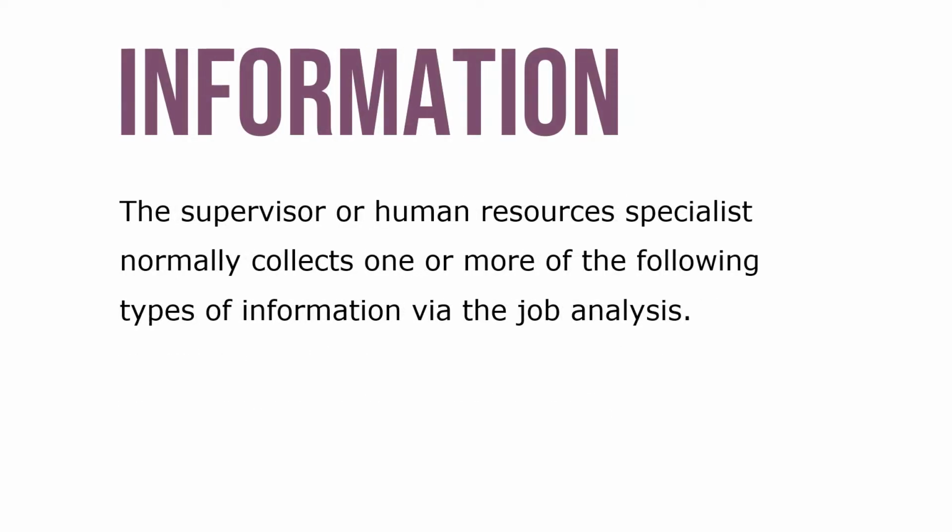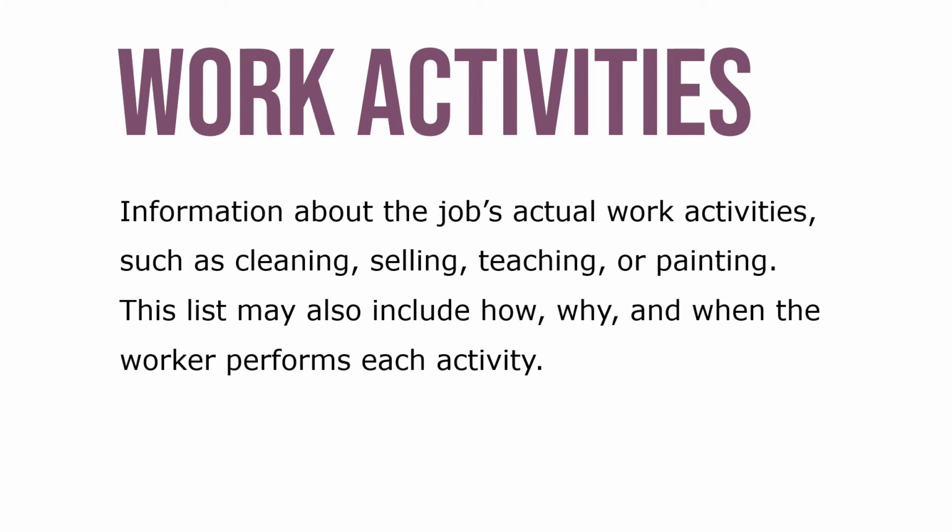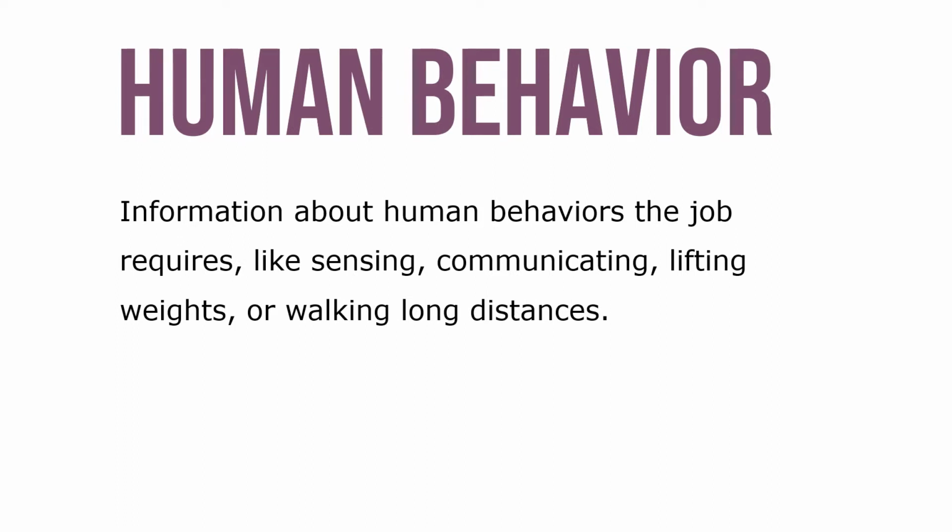The supervisor or human resource specialist normally collects one or more of the following types of information via job analysis. Information about the job's actual work activities, such as cleaning, selling, teaching, or painting. This list may also include how, why, and when the worker performs each activity. Information about human behaviors the job requires, like sensing, communicating, lifting, or walking long distances.